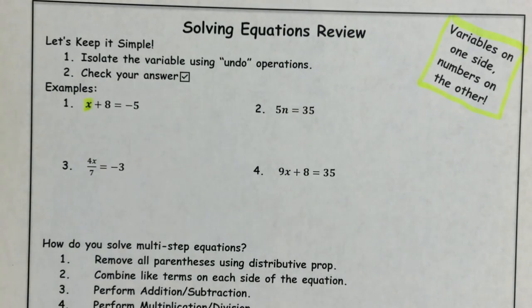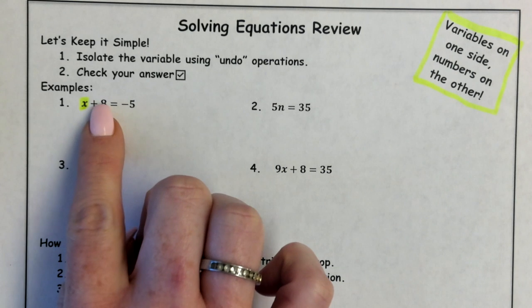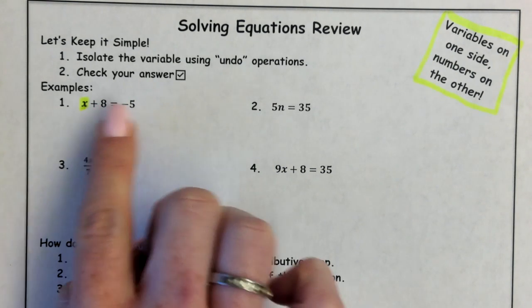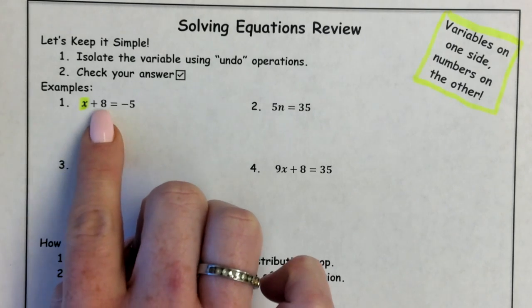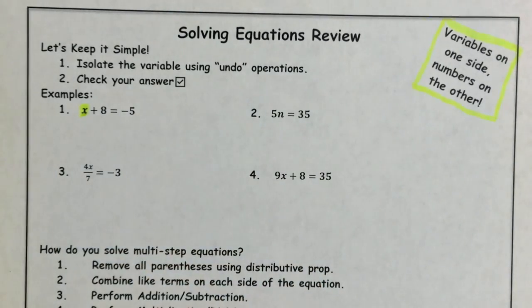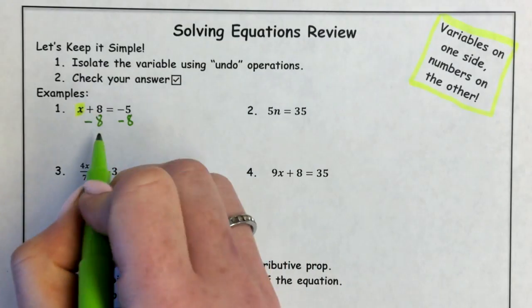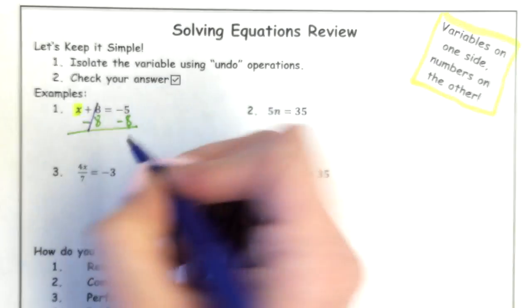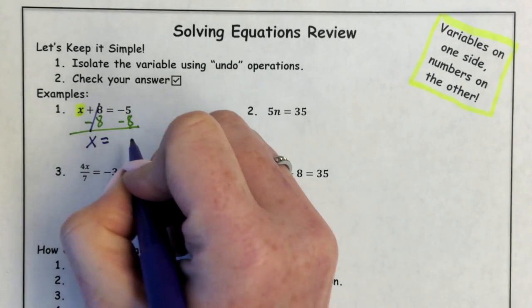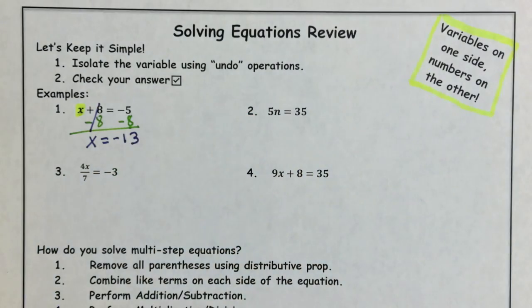We need to get the x by itself, then we need to get this plus 8 to the other side. So we want to get letters on one side, numbers on the other. So we want to get that number to the other side. It's a plus 8, so we're going to do the inverse operation, which is minus 8. Hopefully you remember this. We're going to subtract it or do negative 8, and what we do to one side, we have to do to the other. So we're going to subtract 8 from both sides. That's gone. I'm left with x equals negative 5 minus 8 is a negative 13, and that one is done.